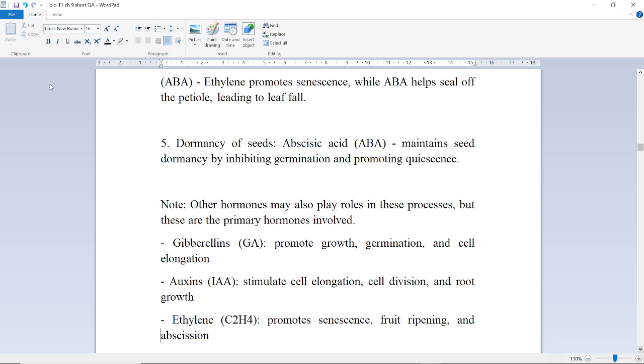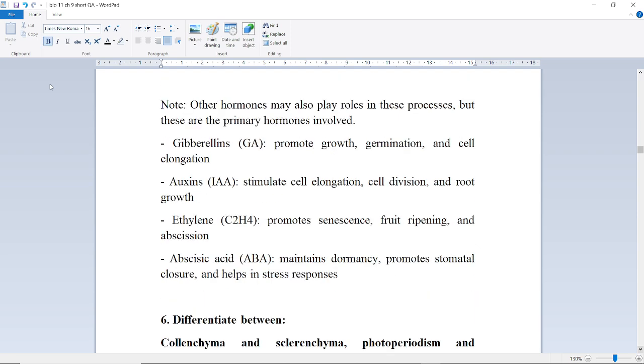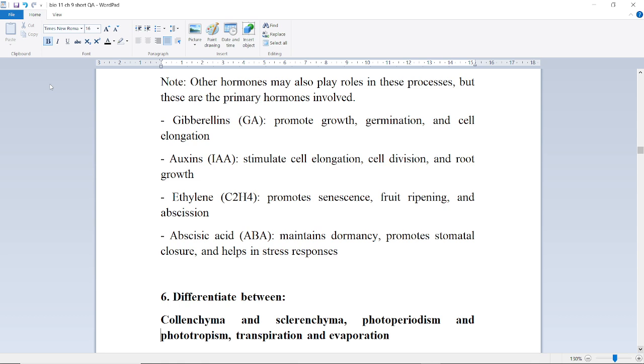Note: other hormones may also play a role in these processes, but these are the primary hormones involved. Gibberellin promotes growth, germination, cell elongation. Auxin stimulates cell elongation, cell division, root growth. Ethylene promotes senescence, fruit ripening, and abscission. Abscisic acid maintains dormancy, promotes stomatal closure, and helps in stress responses.